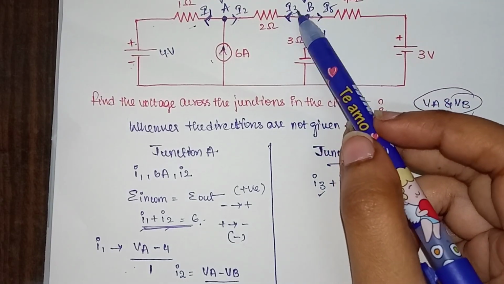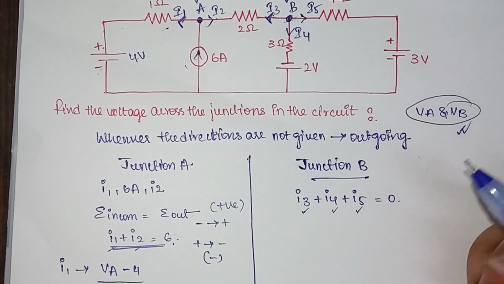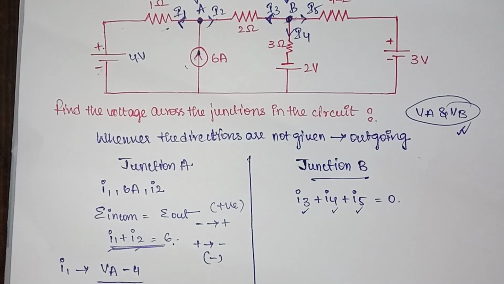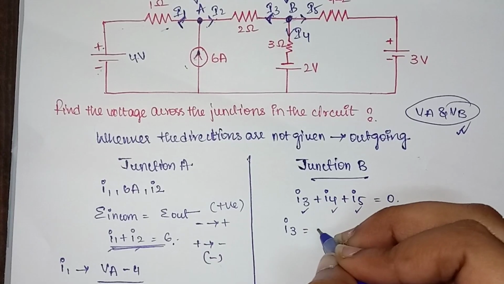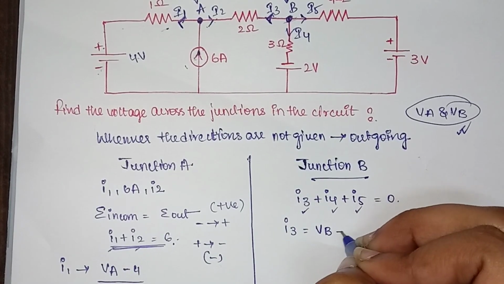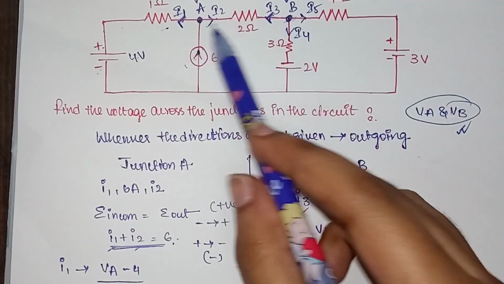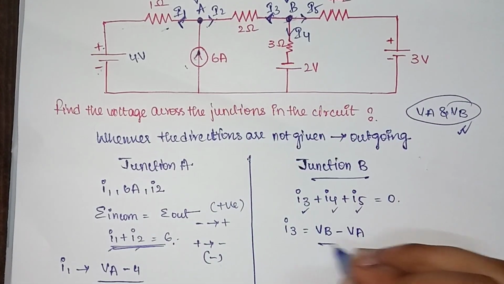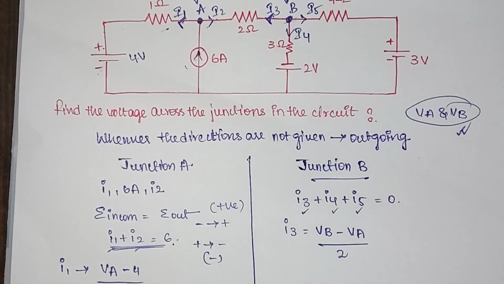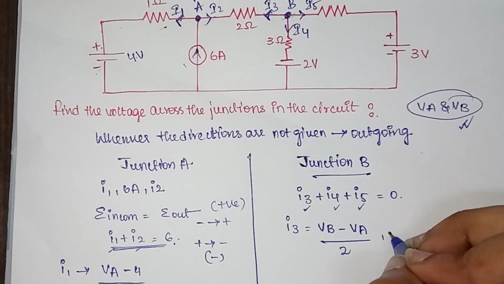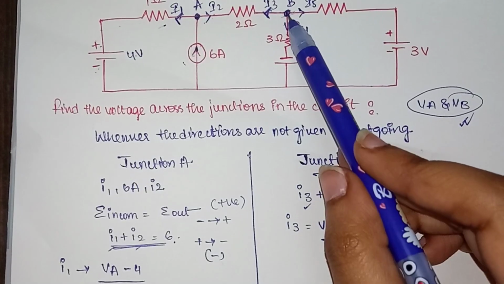So if we check for this I3, it is moving from VB to VA, which means our VB is at higher potential and VA is at lower potential. So I3 is equal to VB minus VA, and it is under which resistance? By 2. So this will be our I3 value, and now this is our I4.